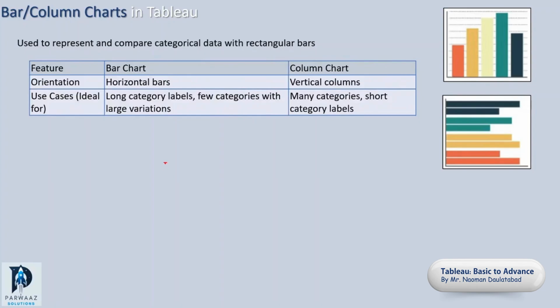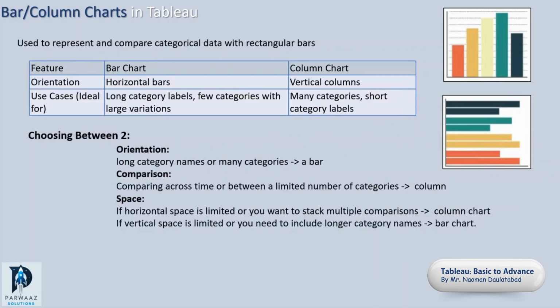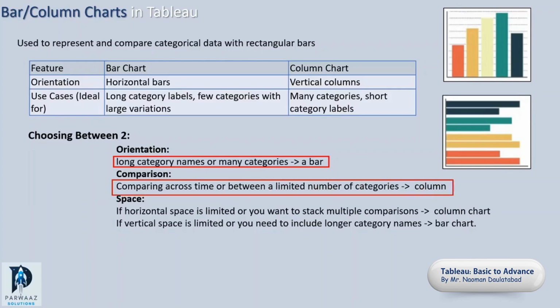When it is displayed horizontally, we call it a bar chart, and when it is displayed vertically, we call it a column chart. When we have long category labels and few categories, go for the bar chart. When we have many categories with short category labels, go for the column chart. So how to choose between these two charts? First of all, orientation. If we have long category names, go for the bar chart, that is the horizontal chart. And if you are comparing across time or between a limited number of categories, go for the column chart.